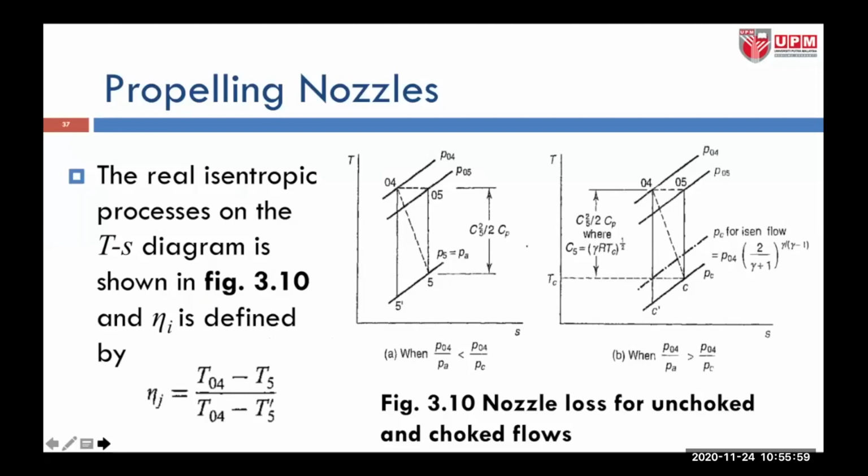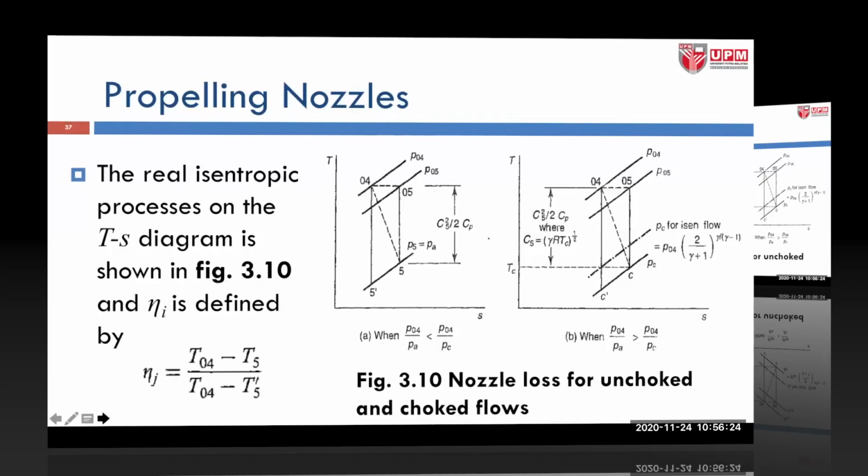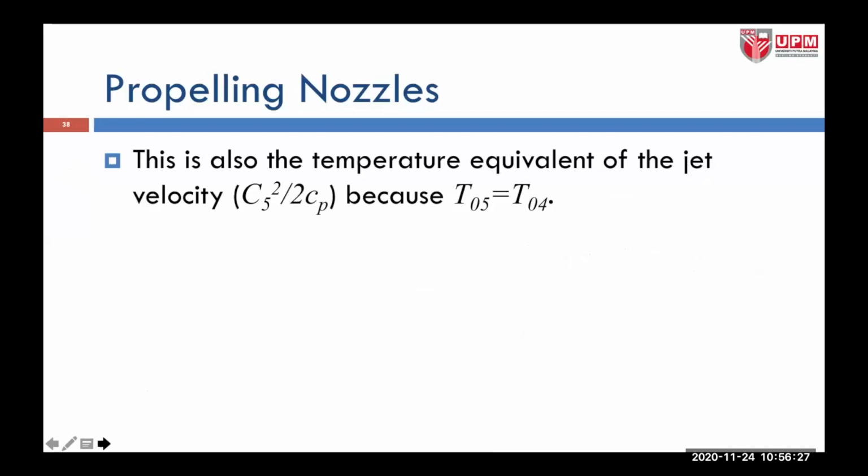I believe you already have a little bit of background in terms of what is a choked condition or unchoked condition for the nozzle in your propulsion subject. So the real process on the TS diagram is shown here, and the isentropic efficiency is defined by this expression. Okay, for the jet, that's why we have TO4 and T5 involved. This is also the temperature equivalent to the jet velocity, because we know that the temperature at exit nozzle equals the temperature at the inlet of the nozzle area.